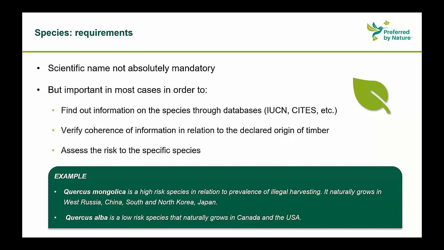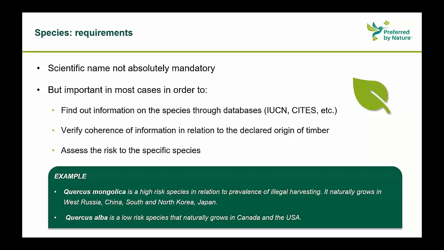In any case, it is very important in the risk assessment process because it will help you first to find out information on the species through open databases, so IUCN status, CITES status, etc. You cannot access information on species unless you have the full scientific name. It will also be important for you to verify the coherence of the information, as we mentioned, between the declared origin of the timber and the species, right? If you don't have the scientific name, it will be difficult to do the step of cross-checking information. And finally, specific species sometimes have different risks associated to them.